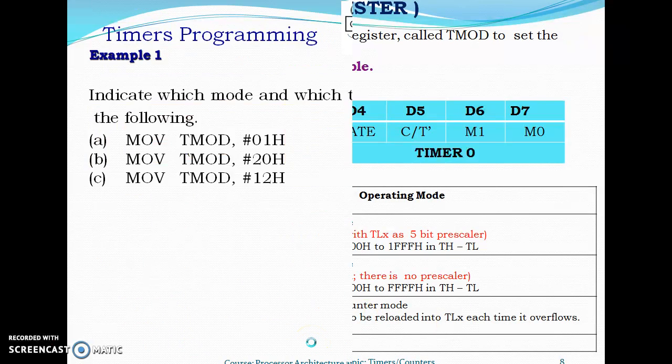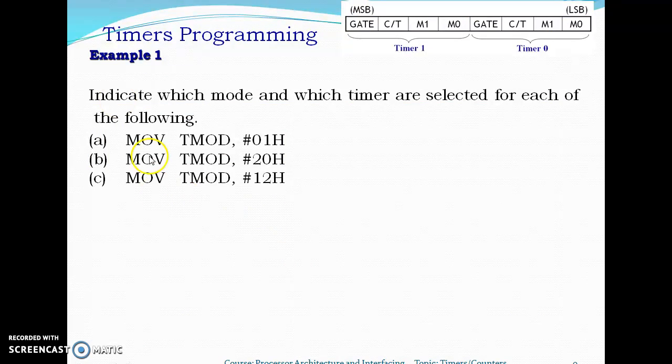Now let us consider an example for timer. Indicate which mode and which timer are selected for each of the following: MOV TMOD, #01H; MOV TMOD, #20H; and MOV TMOD, #12H. Here the hash indicates the immediate value, so all these 3 cases come under the category of the immediate addressing mode.